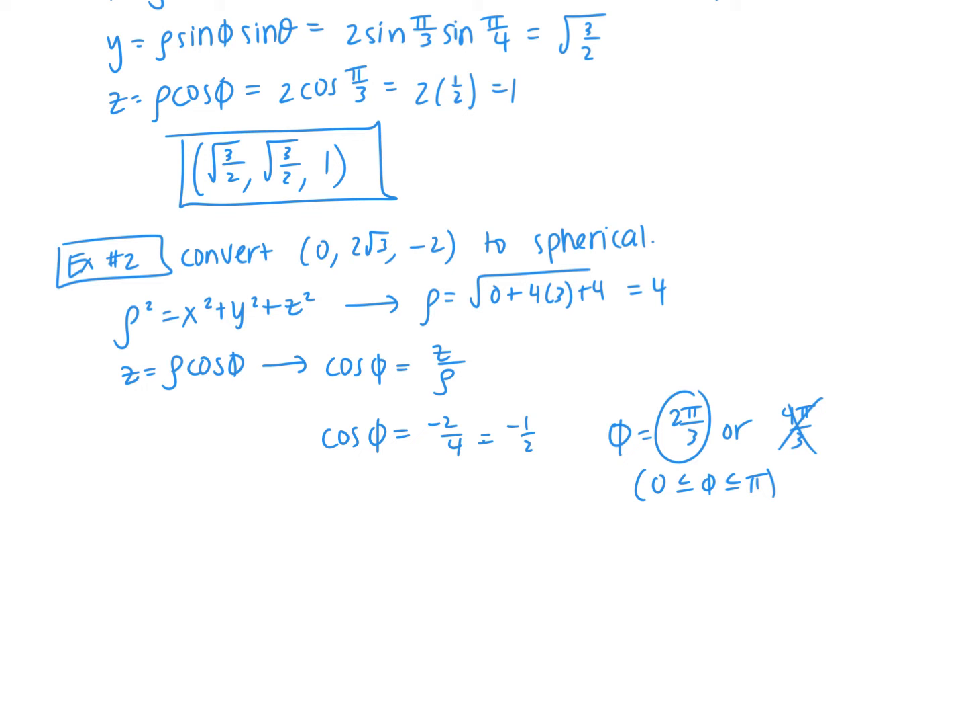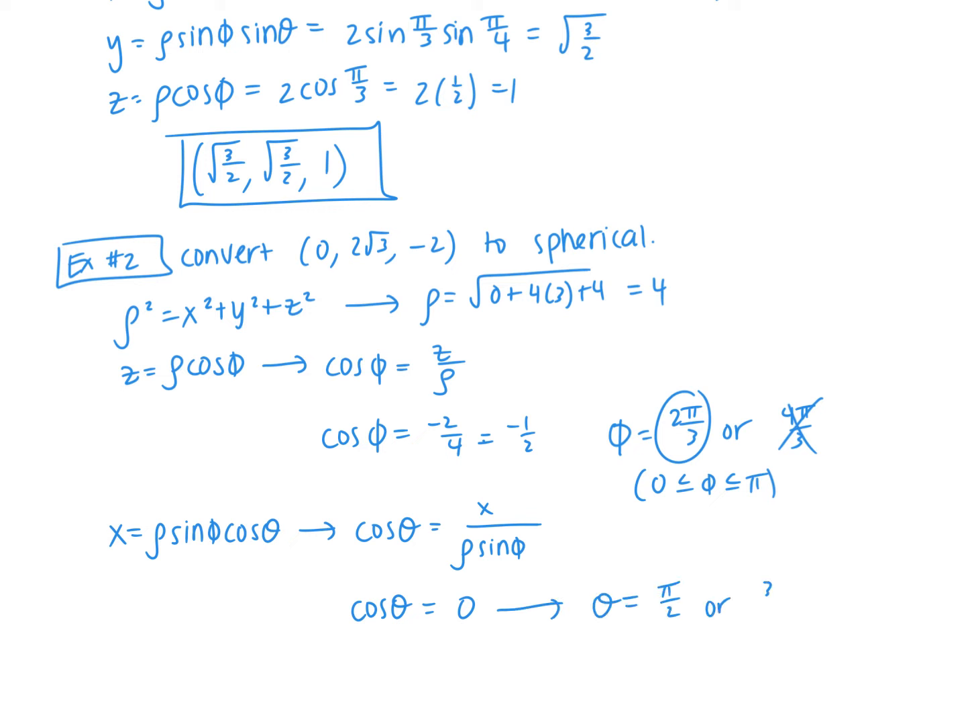So then to find theta, we can either use the equation for x or y. It doesn't matter. There's not one that's better than the other. So I'm going to do the formula for x, which is rho sine of phi cosine of theta. So cosine of theta is equal to x over rho sine of phi. What's really nice here is x is 0, so cosine of theta equals 0. So we have 0 divided by some quantity. So our theta then has to be pi over 2 or 3 pi over 2.